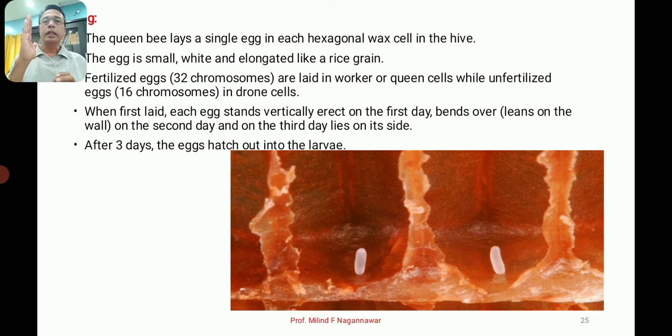Initially when laid, they are all erect and elongated. On the second day they will be leaning towards the wall of the cell, and on the third day they lie on their sides. So the eggs will hatch in 3 days.